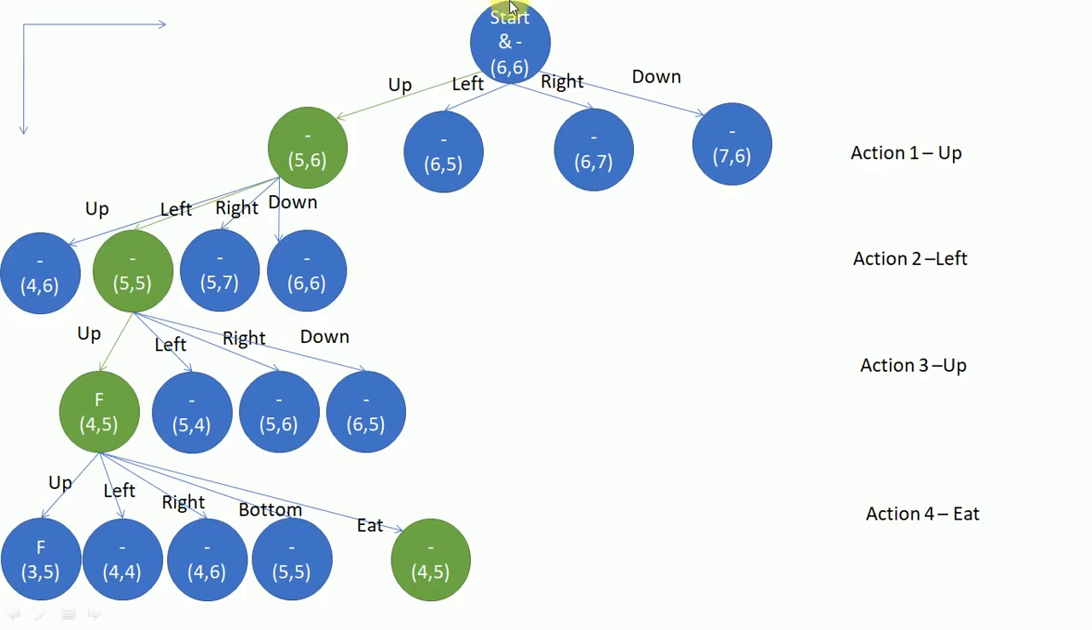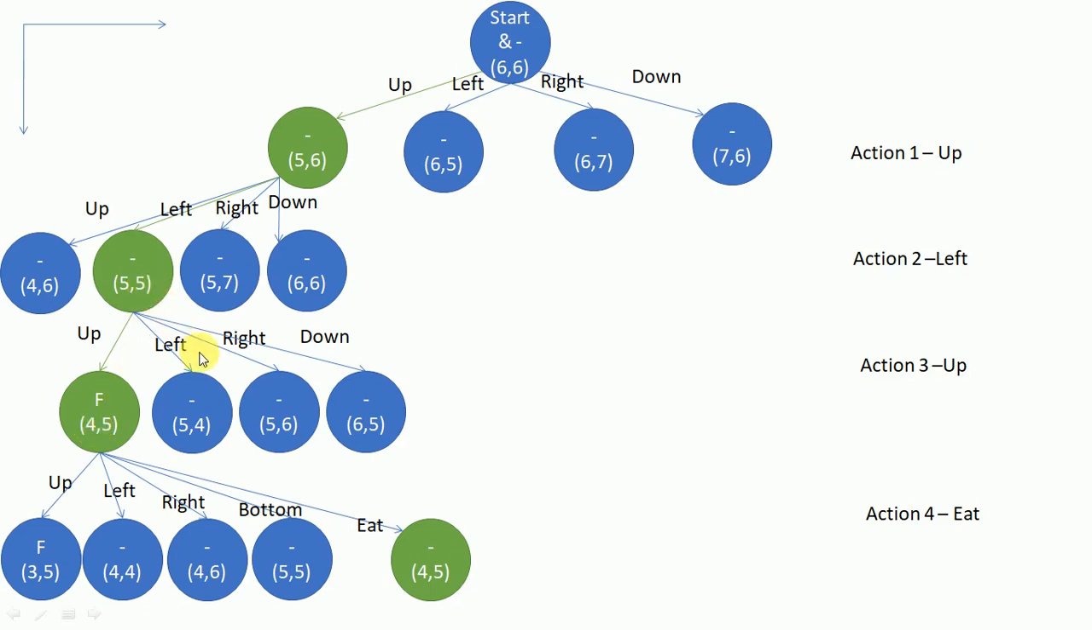Now, if you look at this, here I've only drawn the state space that leads to a goal node. So in this case, the agent started from 6,6. If he went up, he went to 5,6, and then he could have also chosen to go up. He would have chosen to go left, right, or down. If he chooses to go left, he comes across this, that is 5,5, then 4,4.